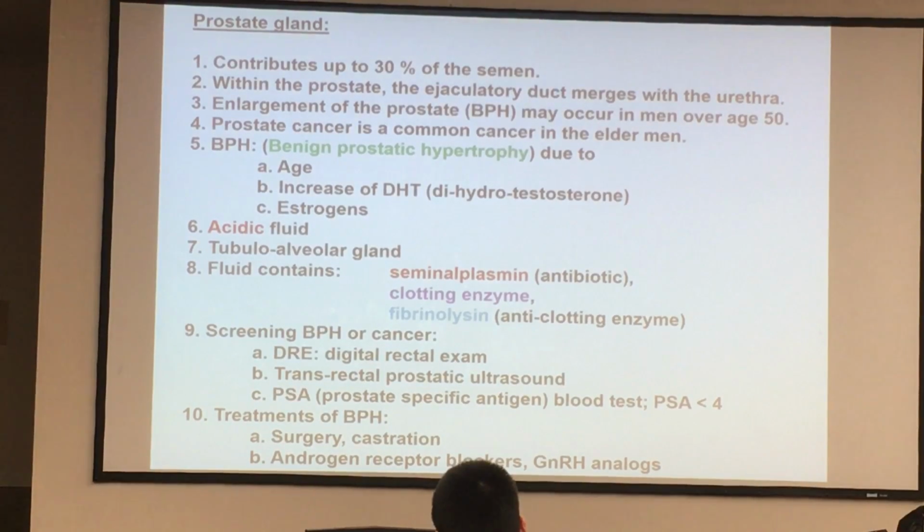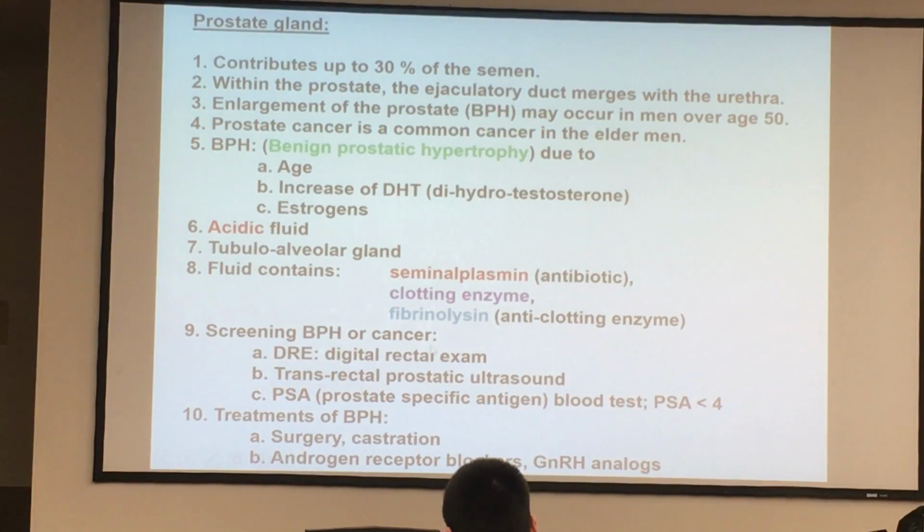Okay. And it contains three important things: seminalplasmin, a clotting enzyme, and fibrinolysin, an anti-clotting enzyme. So they are opposite enzymes. One makes the sperm clot, and one dissolves the clot. And it also has antibiotics that can kill bacteria inside the female reproductive tract. Okay. And if it is benign or enlarged, it's okay, but we don't want to get cancer.